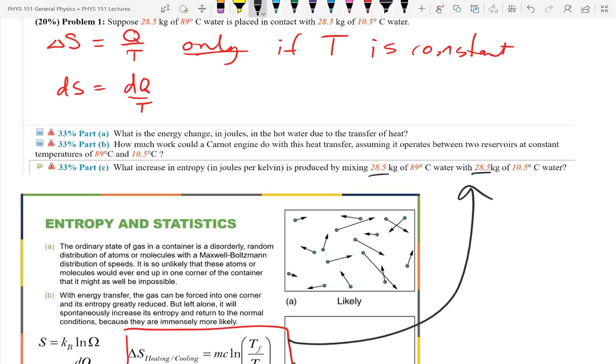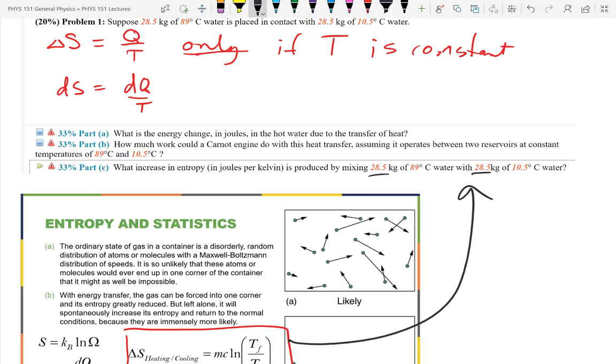And if this is a naturally occurring process, what can you tell me about the answer before you start? There's one thing you can tell me. The entropy has to go up. The final answer has to be positive. So you're going to have one positive and one negative, but the positive has to be the bigger.